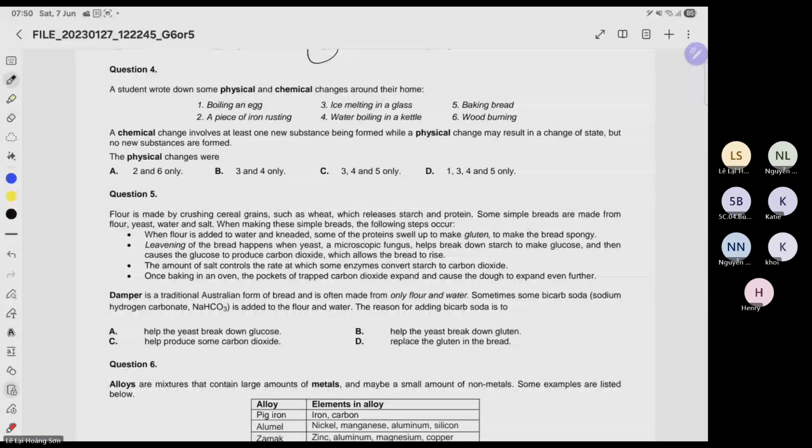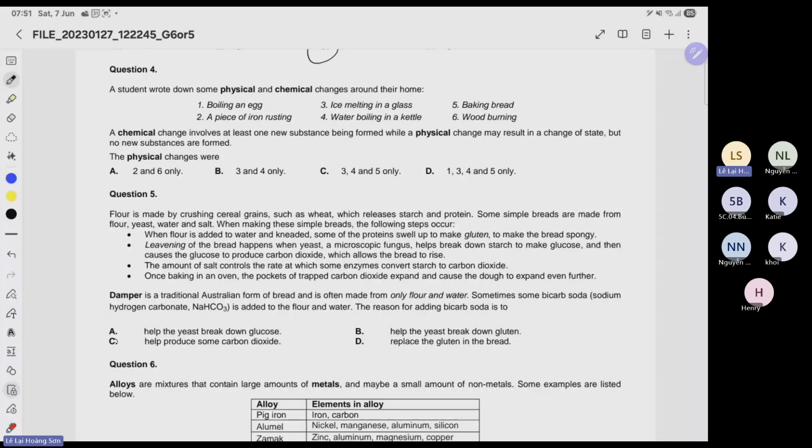control the rate of forming carbon dioxide. In the oven, carbon dioxide is spread closely to expand even further. All right. Damper is a traditional Australian form of bread made from flour and water. Sometimes some bicarb soda, sodium hydrogen carbonate, is added to flour. The reason to add this one is that it has to produce carbon dioxide.